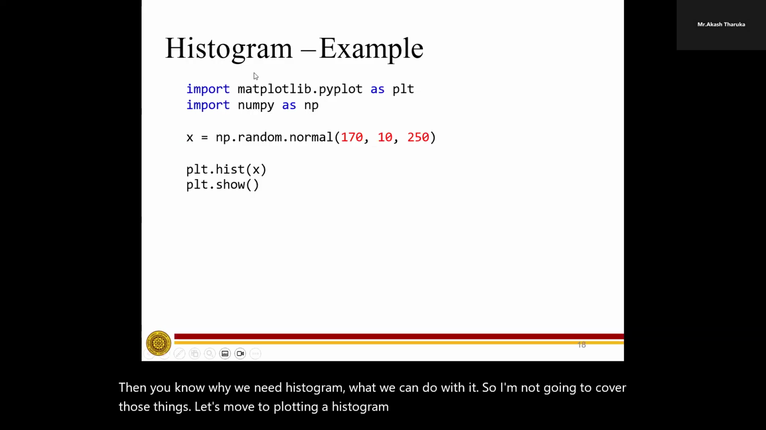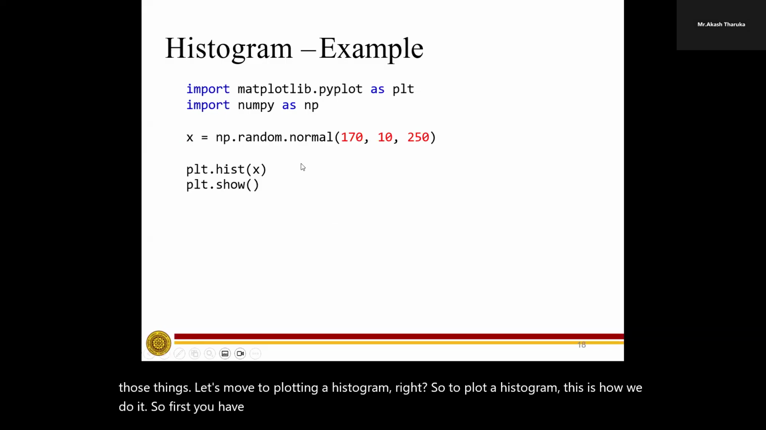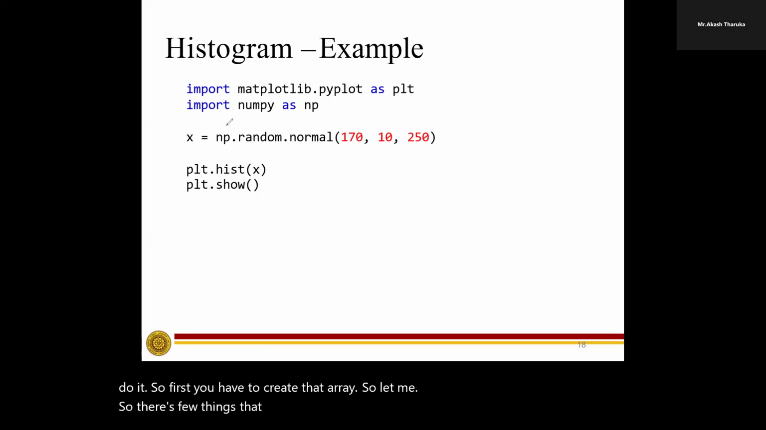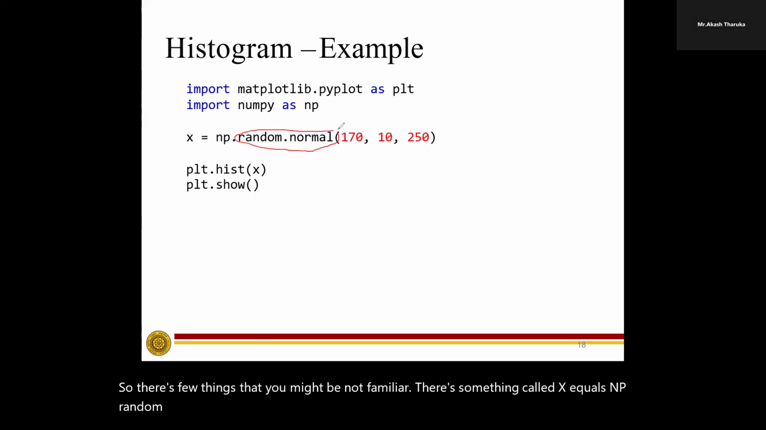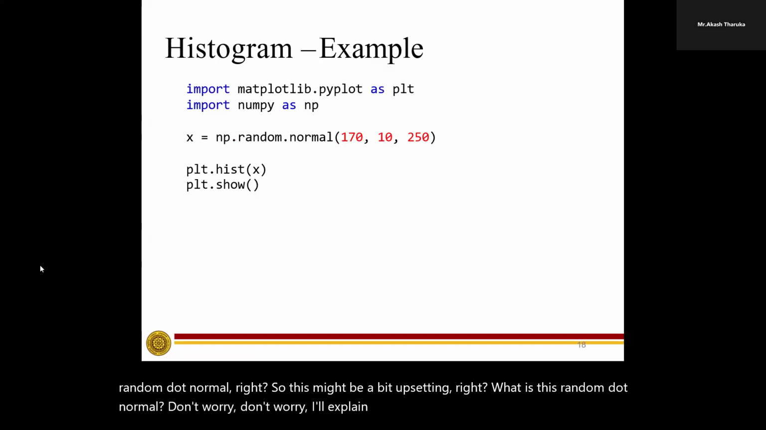So to plot a histogram, this is how we do it. So first you have to create that array. There are a few things that you might not be familiar with. There's something called x equals np.random.normal, right? So this might be a bit upsetting, right? What is this random dot normal? Don't worry. I'll explain it to you.